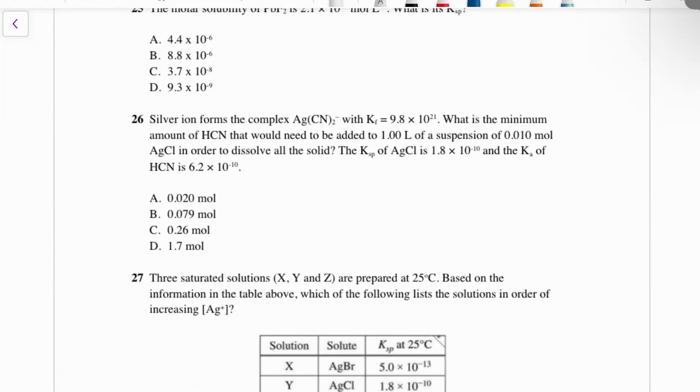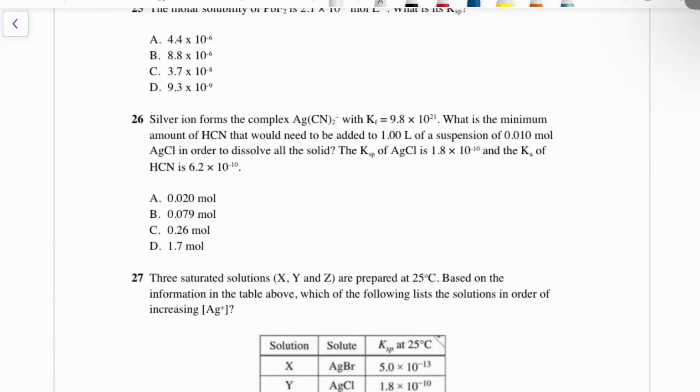So question 26: silver ions form the complex Ag(CN)2-, so silver cyanide, so that's 2CN-, with Kf equal to 9.8 by 10 to the 21. What is the minimum amount of HCN that would need to be added to a liter of a suspension of 0.01 mole AgCl in order to dissolve all of the solid? The Ksp of AgCl is 1.8 by 10 to the minus 10, and the Ka of HCN is 6.2 by 10 to the minus 10.